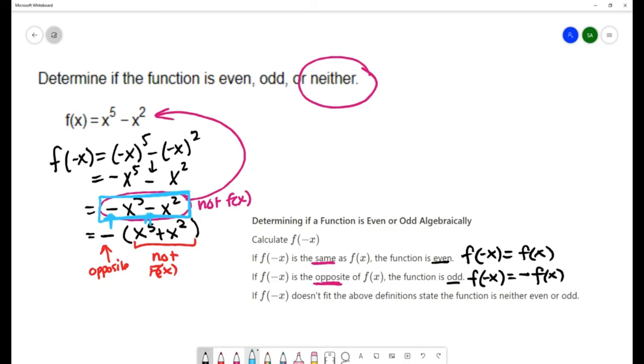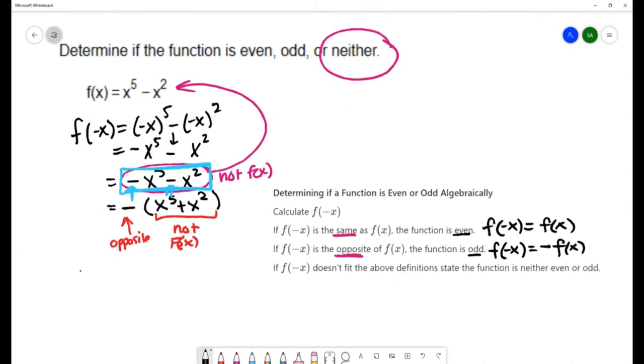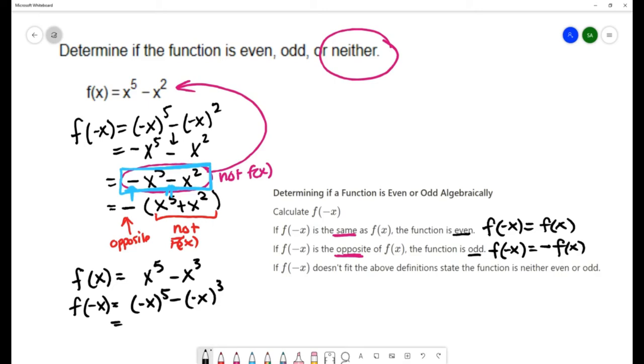So let's say this example was instead f of x equals x to the fifth minus x cubed. If it were that, when we calculate f of negative x, we would get negative x to the fifth minus negative x cubed. Both of these are odd powers, so you're going to have an odd number of negatives. So that will be a negative x to the fifth. Carry down that minus, and this is a negative x cubed.